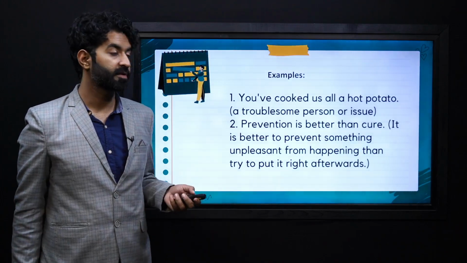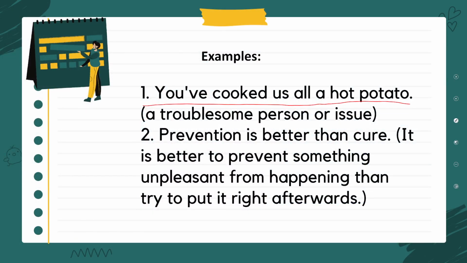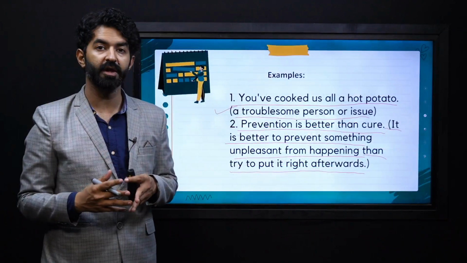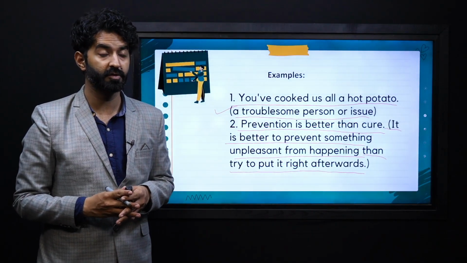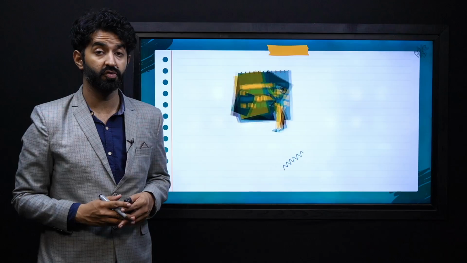Now here we have some examples. You have cooked us all a hot potato. Or you can simply say that a troublesome person or issue is underlying it. You can talk about it. Prevention is better than cure. You can simply say it is better to prevent something unpleasant from happening than try to put it right afterwards. So you have paraphrased the original sentence, which was prevention is better than cure. So we have learned this through an example.